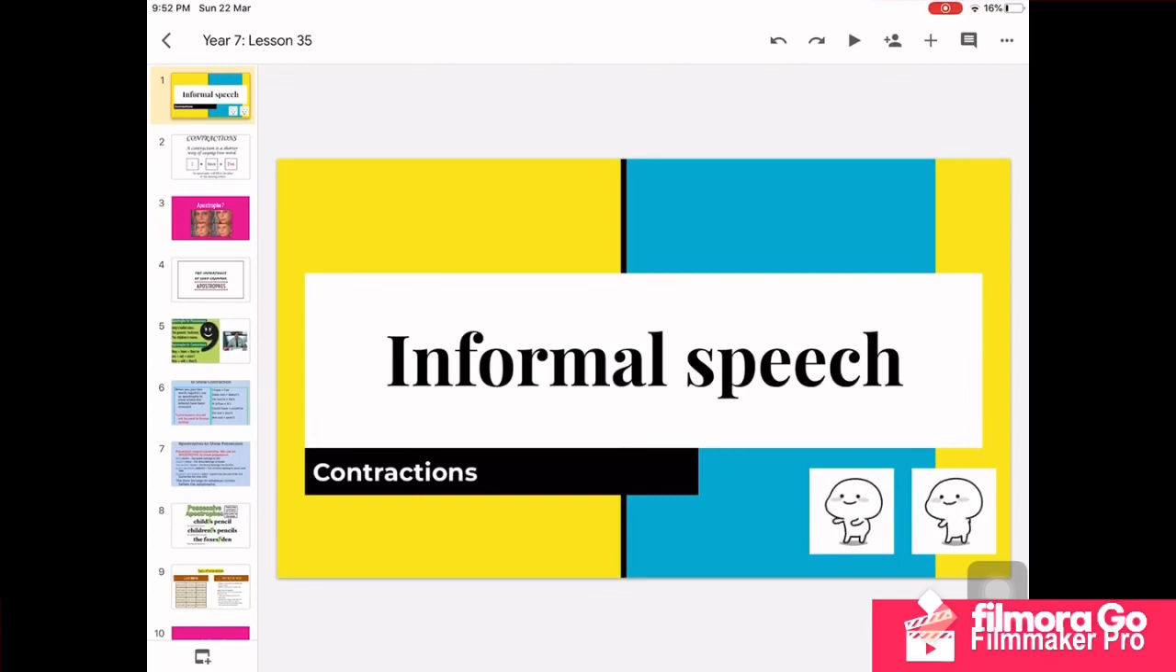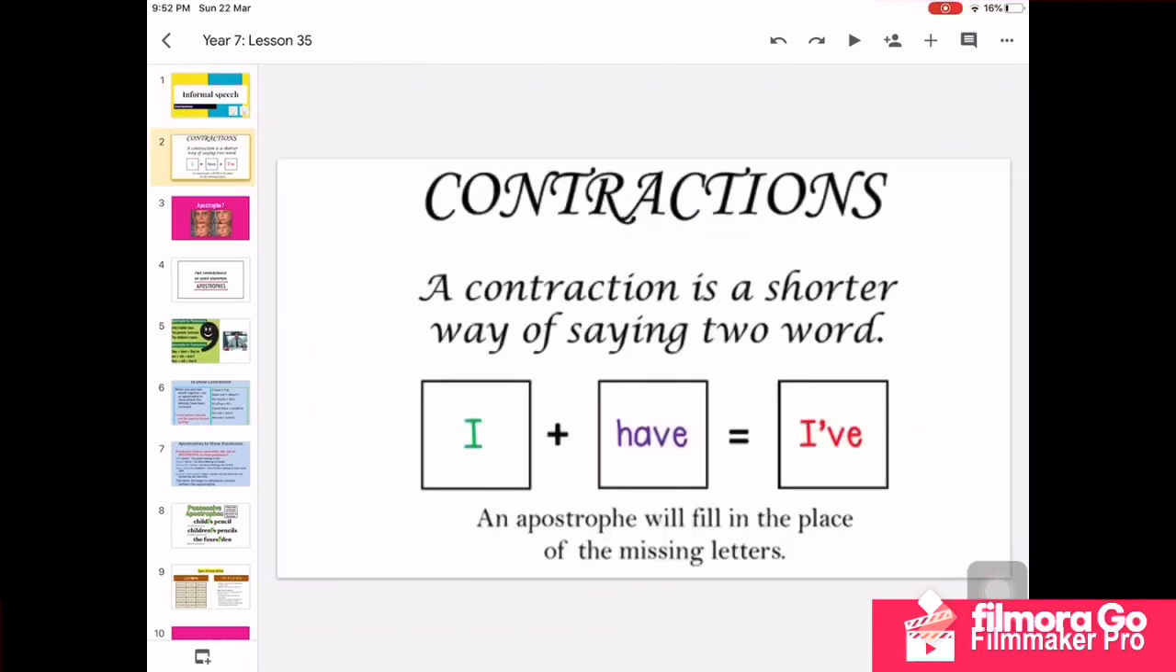So, today we are going to be learning about informal speech, or how to make an informal speech by using contractions. Before we start, you need to understand what contractions are. A contraction is a shorter way of saying two words. So, if you have two words and you want to combine them to become one word, you can use contraction by omitting or removing some letters from that particular word.